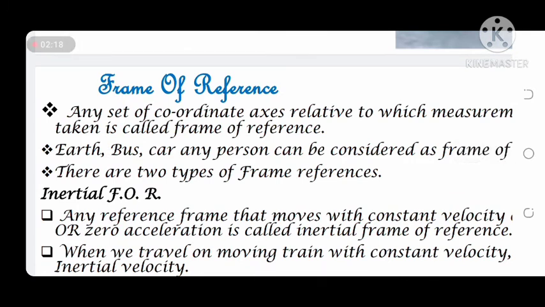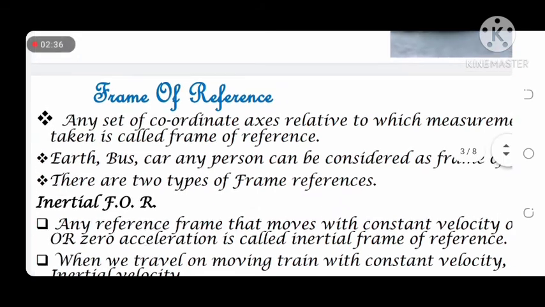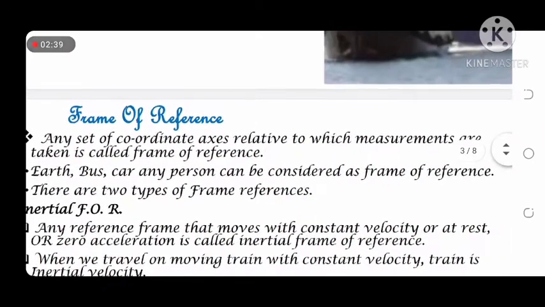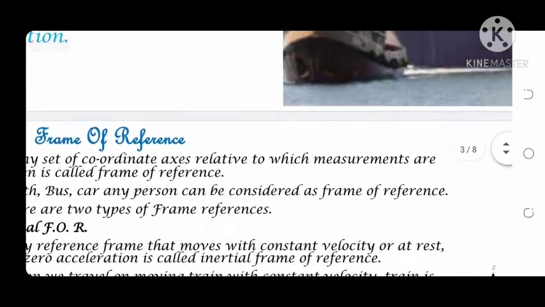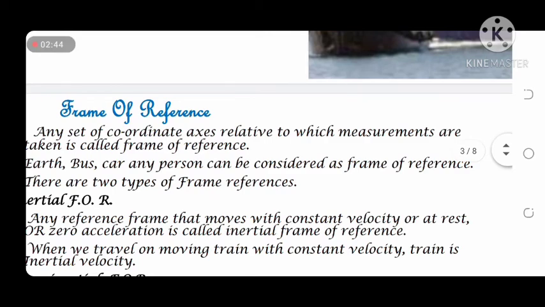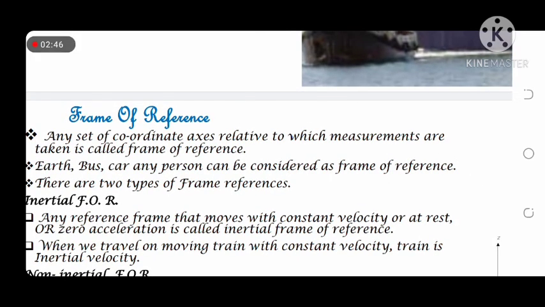Frame of reference. Frame is any three-dimensional body, and reference is that according to which the measurements are taken. In general, the definition of frame of reference can be quoted as: any set of coordinate axes relative to which measurements are taken is called frame of reference.